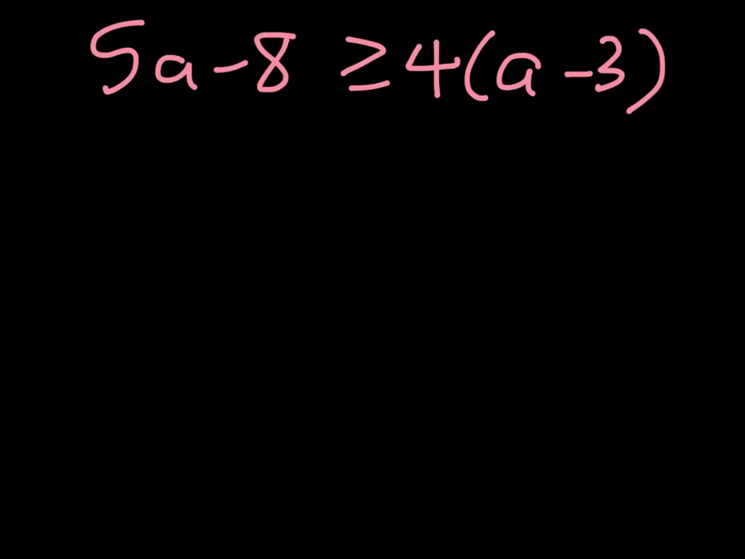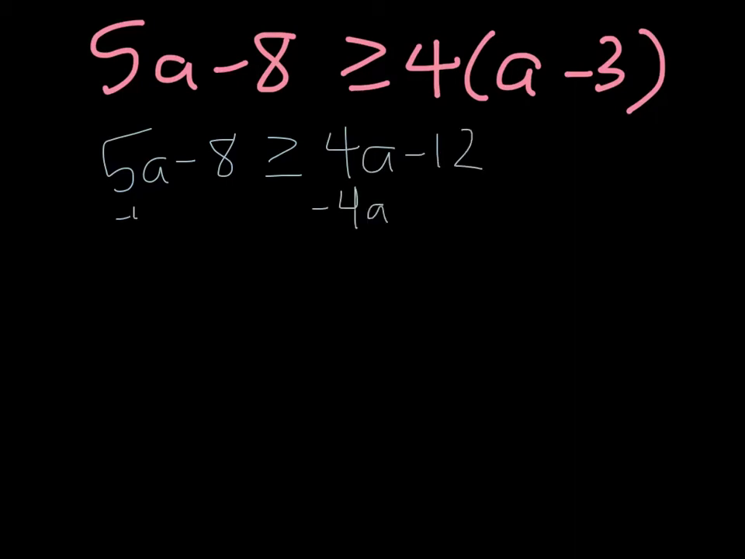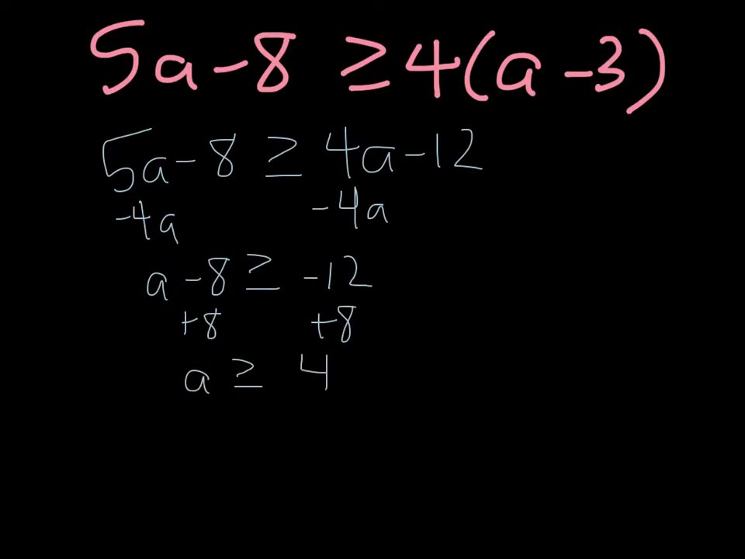Okay, and last example here, we're going to distribute first. So 5a minus 8 is greater than or equal to 4a minus 12 minus 4a. So a minus 8 is greater than or equal to negative 12, plus 8 on both sides. a is greater than or equal to negative 4. I'm going to graph my solution, negative 4, a filled in circle because it can be equal, and it is also greater than negative 4.